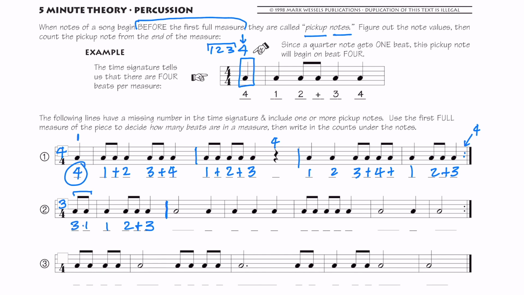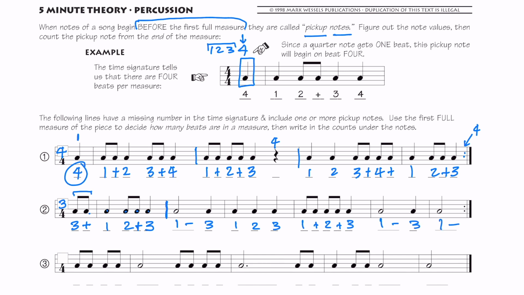3 and. So my pickups will be 3 and 1, 2 and 3. That's how those pickup notes work when you have more than one note, it could be 2 eighth notes. Half note, 1, 2, 3, bar line. 1, 2, 3, bar line. 1 and 2 and 3, 1, 2, 3, 1, 2.